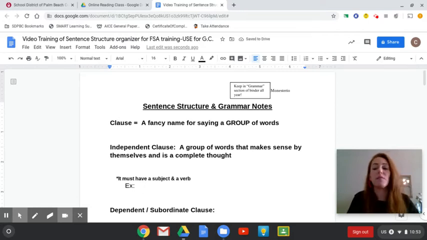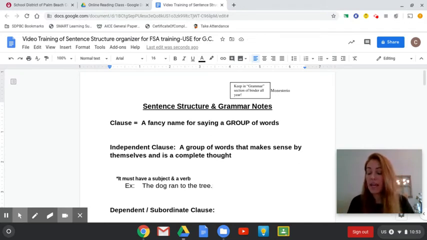What is an example of a sentence that is complete? For example, let's do the dog ran to the tree, period. If I say the dog ran to the tree, that is a complete thought. What if I say the movie was interesting? Is that a complete thought? Yeah, my subject is the movie. My verb was interesting. I have a predicate. It's a complete thought. The movie was interesting.